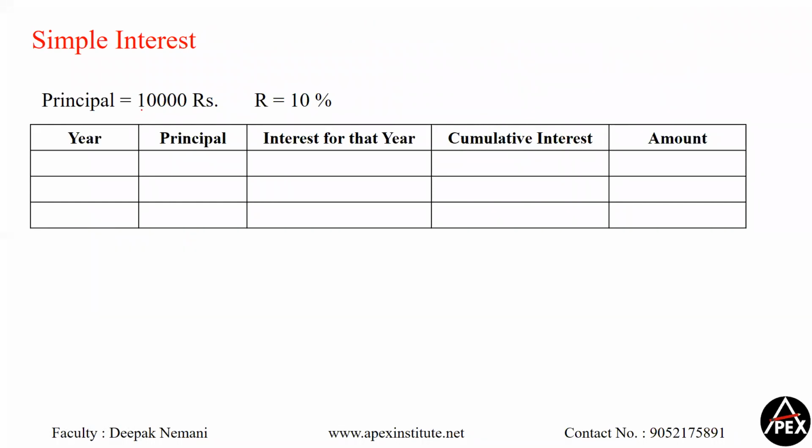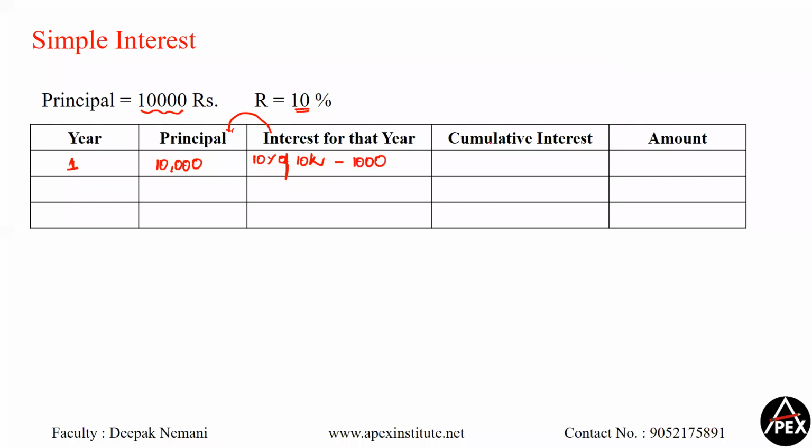So here I have 10,000 rupees with me, and I have deposited it in a bank which pays me 10% rate of interest. 10% is huge nowadays, but let's go with 10%. So in the first year, my principal will be 10,000 rupees. Now interest for that year. Interest is always calculated on principal. So interest for that year will be 10% of 10K, which will be 1,000, isn't it?